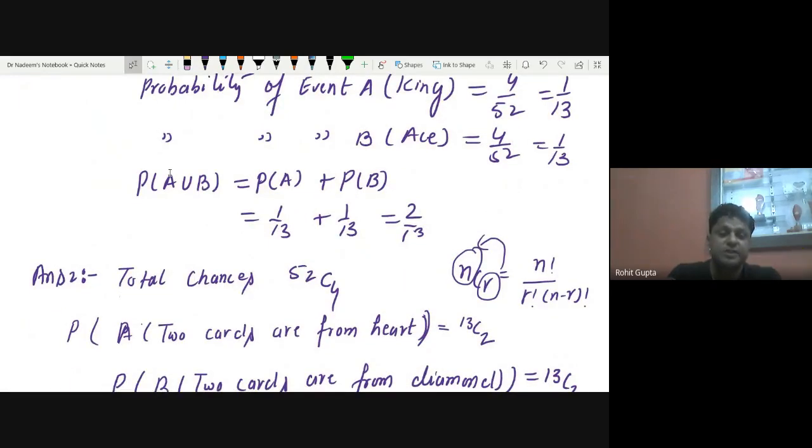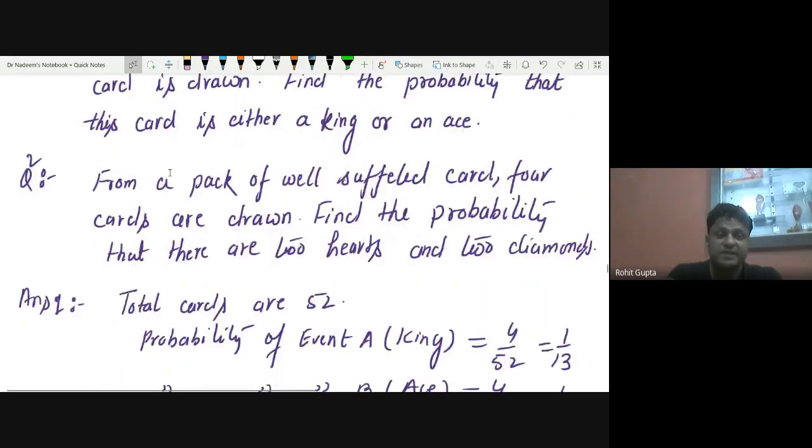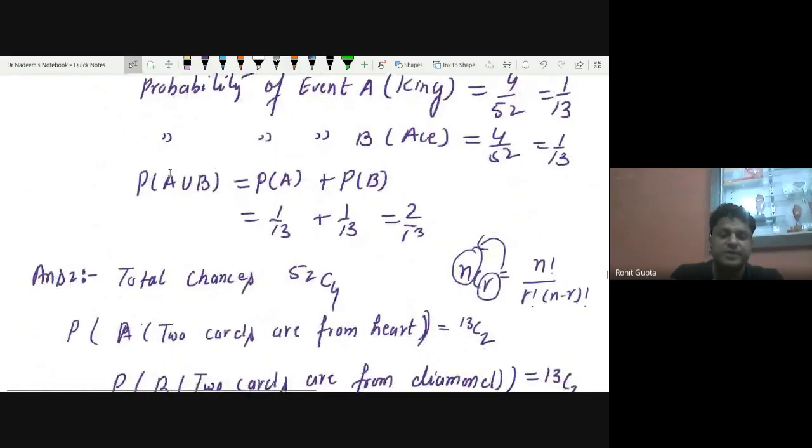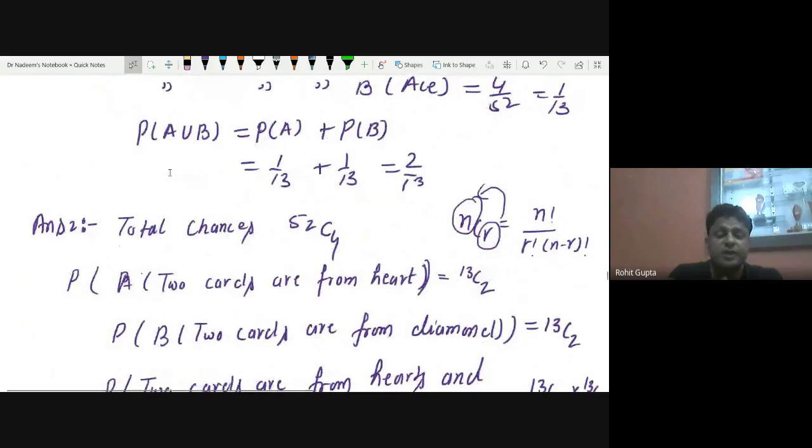And the second question. What is the second question? From a pack of well shuffled cards, 4 cards are drawn. Find the probability that there are 2 hearts and 2 diamonds. There are 2 hearts and 2 diamonds. The total chances are 52C4. Okay, nCr means the total number of combinations.